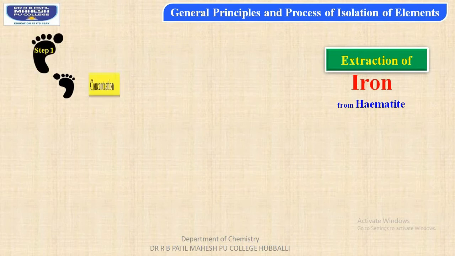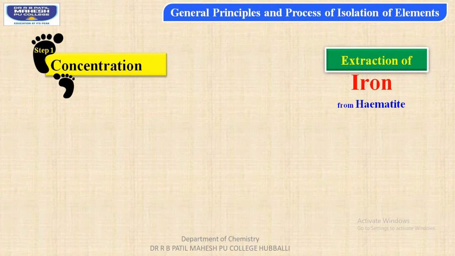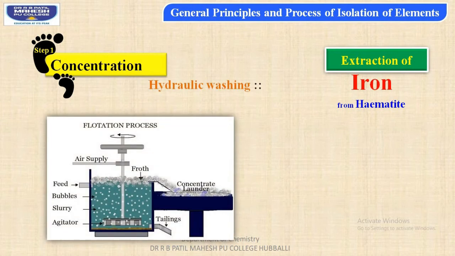And the first step, students, which is known to you, is the concentration of hematite ore. This would be carried out by hydraulic washing. Hydraulic washing, students, removes all the lighter gangue particles, that is, impurities. The hydraulic washing method has already been explained to you in detail in the previous videos.